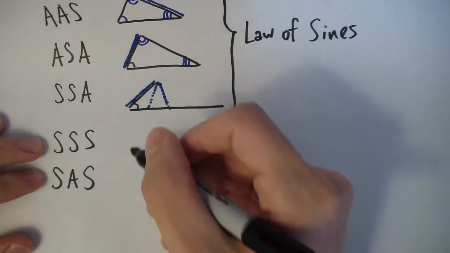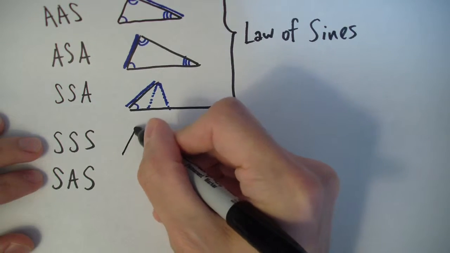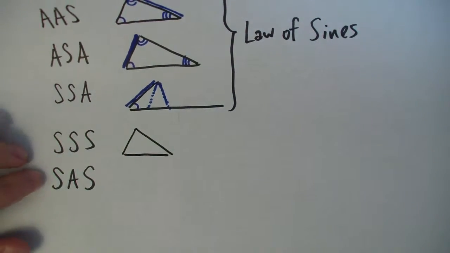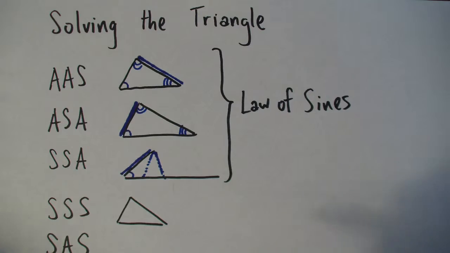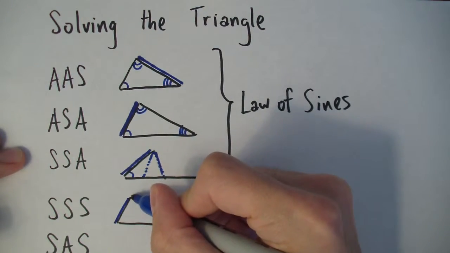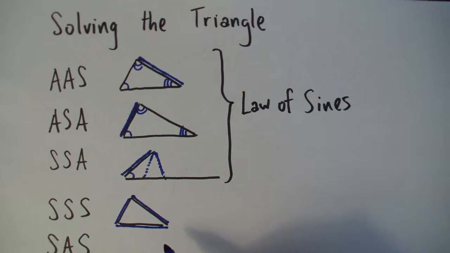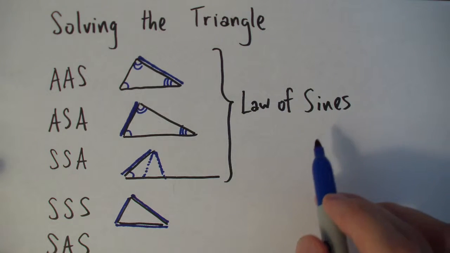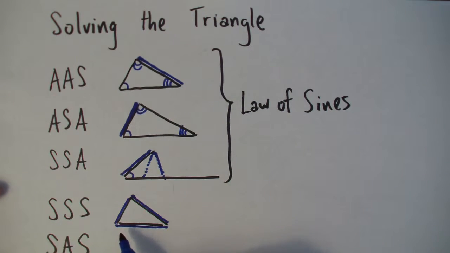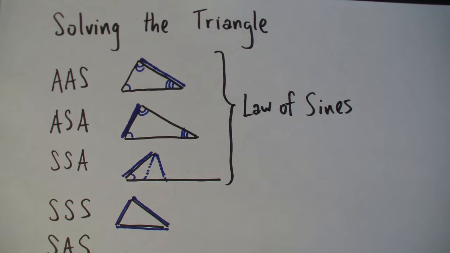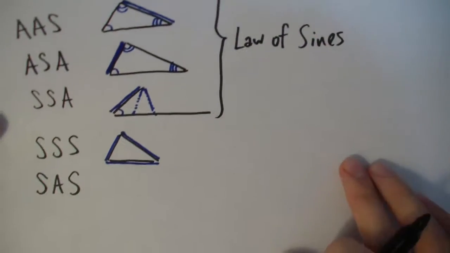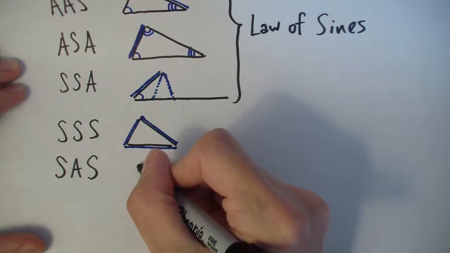In side, side, side, we're given the three side lengths and none of the angles. And in that case, we need to use the law of cosines, because the law of sines won't work, since we don't know any of the angles. And remember, we need that pair of an angle and its opposite side in order to use the law of sines. So SSS as well as SAS, side, angle, side.